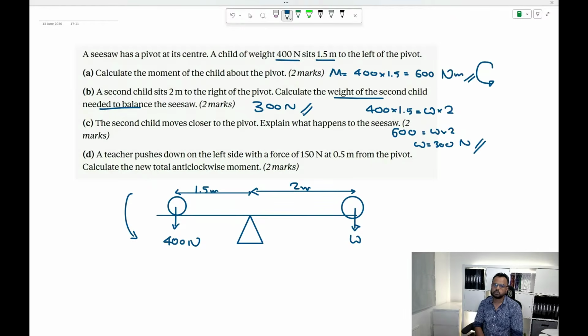The second child now moves closer to the pivot. Explain what happens to the seesaw. Now, here's the thing, guys. The moment the second person comes closer, the moment created by the second child reduces, so it will rotate in an anti-clockwise direction.